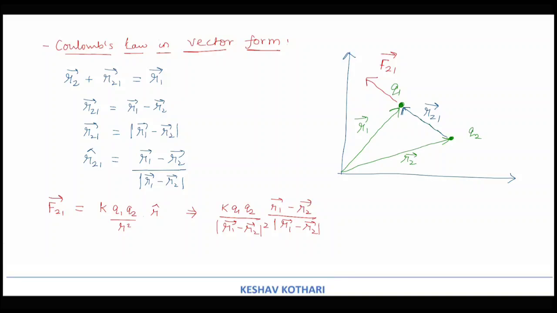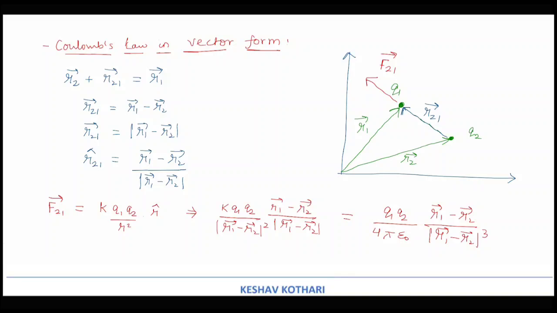So from here we can write it as Q1 Q2 upon 4 pi epsilon naught, into R1 vector minus R2 vector by the mod value of R1 vector minus R2 vector cube. So this is the expression of F21 in the vector form.